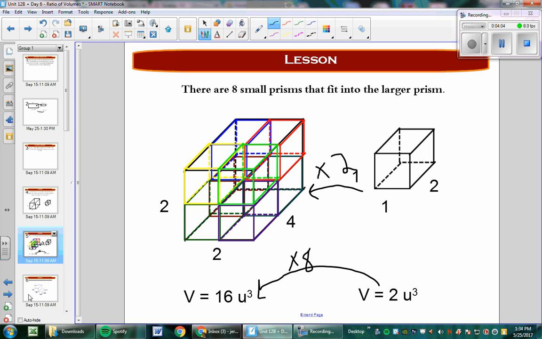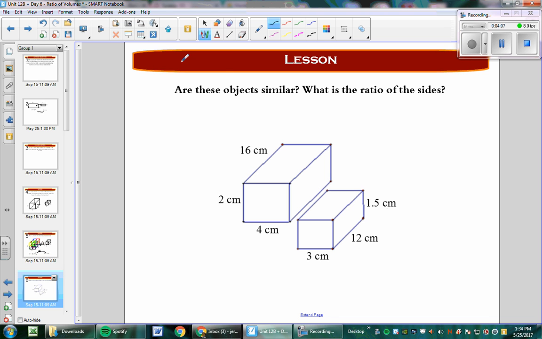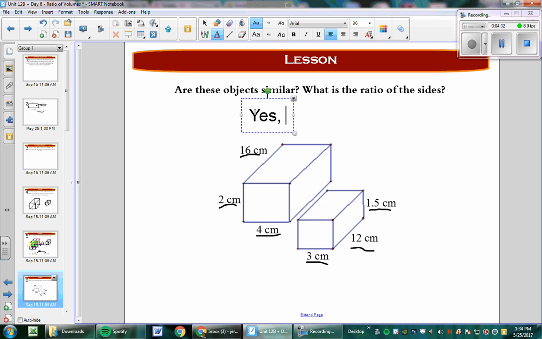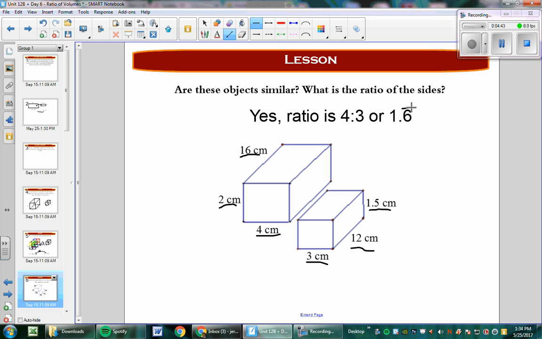Now let's think about the connection between 2 and 8. Let's try one more and see how this looks. Are these objects similar? What ratios do they have? If I take 4 divided by 3, you should get 1.3 repeating. If I take 16 divided by 12, do I get that same answer? Hopefully. What about 2 divided by 1.5? I get the same answer. So the question says, are they similar? Yes, they're similar. The ratio is 4 to 3, or 1.3 repeating. Both of those would be acceptable ratios.